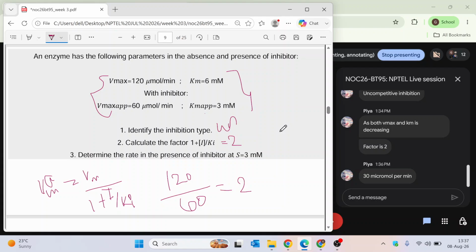It's direct substitution where V is equal to Vmax apparent. What is that Vmax apparent here? It is 60, and your substrate is given as 3 millimolar, and again your Km apparent, which is 3, and your substrate, which is again 3. So if you're directly substituting in this, the rate is going to be 30 micromoles per minute.